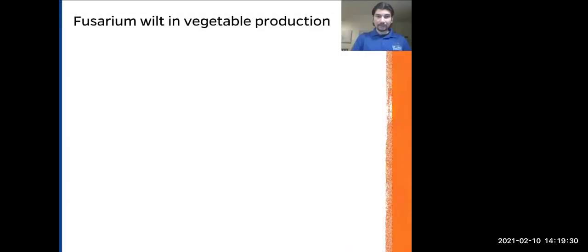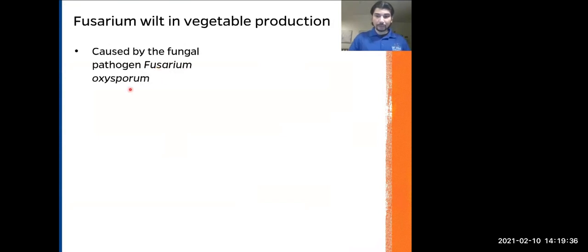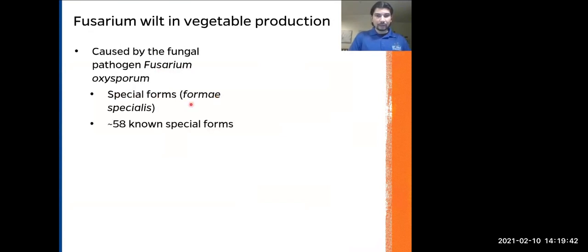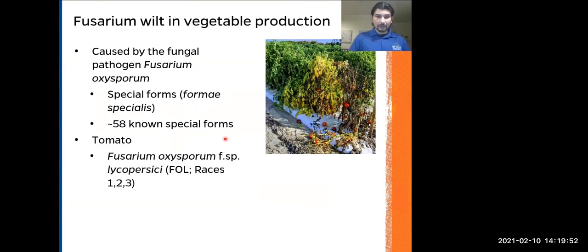So I want to introduce the pathogen. We're talking about fusarium wilts in vegetable production. This is caused by Fusarium oxysporum. They have special forms, which are also called forma specialis. Traditionally, they're named after which host they infect. Currently, there are over 58 known special forms. The first one I'll introduce to you today is on tomato. This is Fusarium oxysporum forma specialis lycopersici. I'll refer to it as FOL.